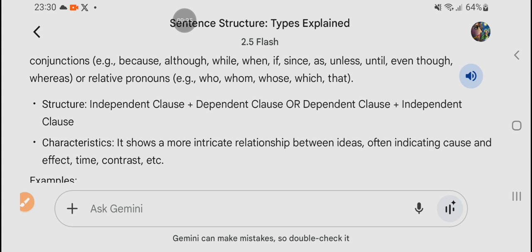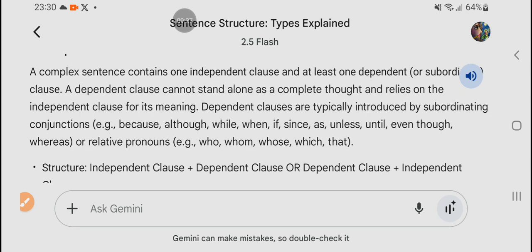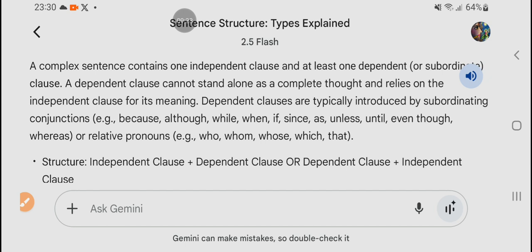And relative pronoun. So that's a complex sentence. Just imagine two clauses: at least one independent clause and at least one dependent clause. More than one dependent clause may be there, right?